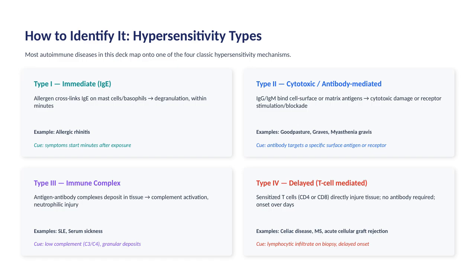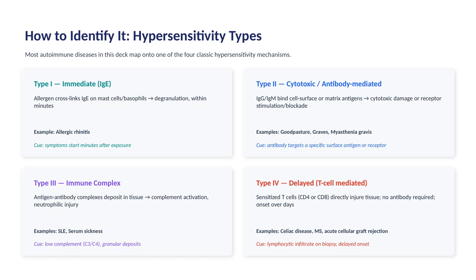For type 2, antibodies like IgG or IgM bind to antigens on cell surfaces or the extracellular matrix, leading to cell damage or receptor effects. Diseases like Goodpasture syndrome, Graves' disease, and myasthenia gravis fall here, with the key sign being antibodies targeting specific surface antigens or receptors. Type 3 involves immune complexes, antigen-antibody clusters that deposit in tissues, triggering complement activation and neutrophil-driven injury, which is characteristic of conditions like lupus or serum sickness. A useful clue is low complement levels in granular deposits, seen on biopsy.